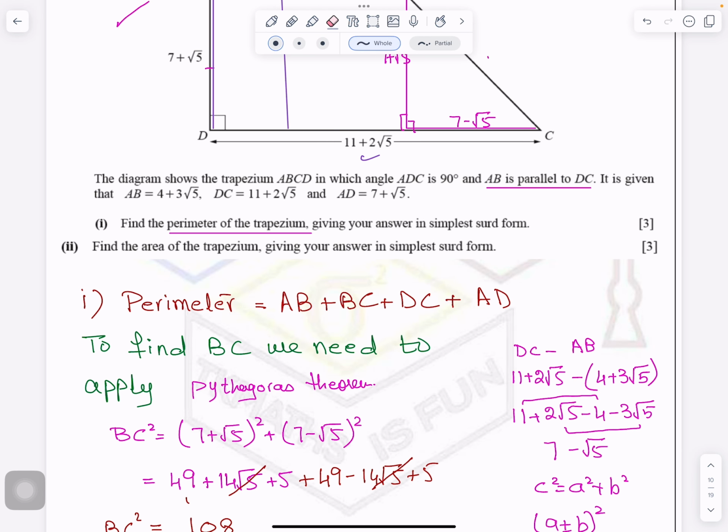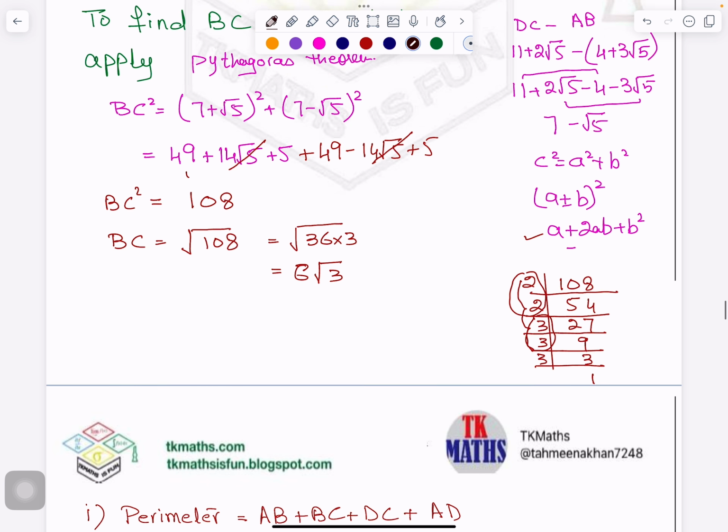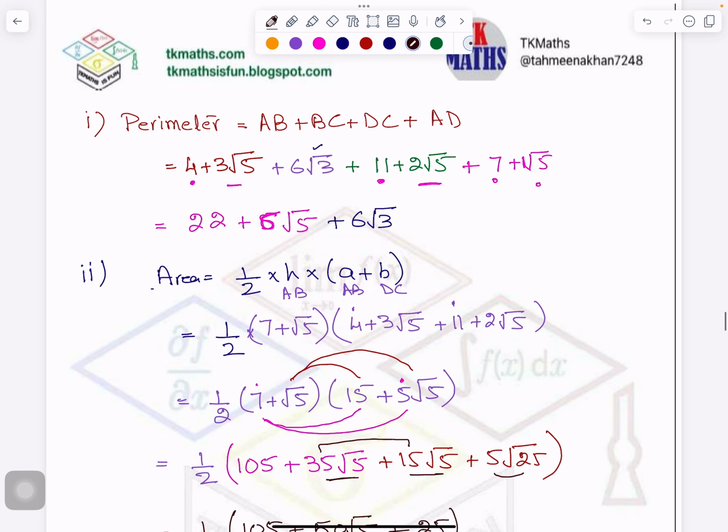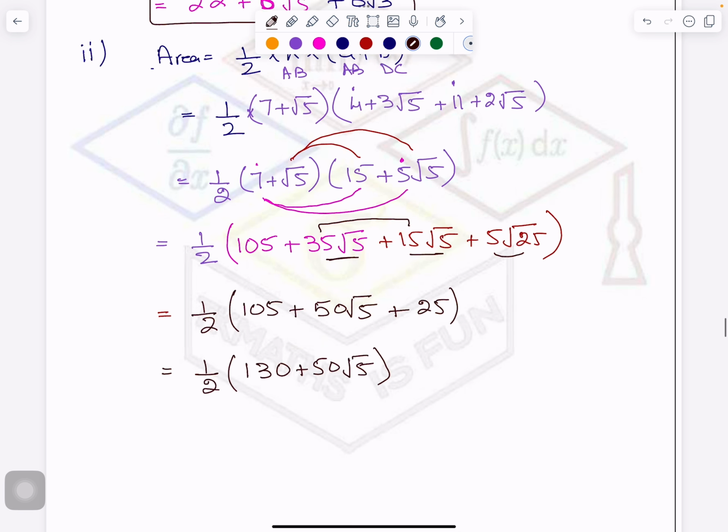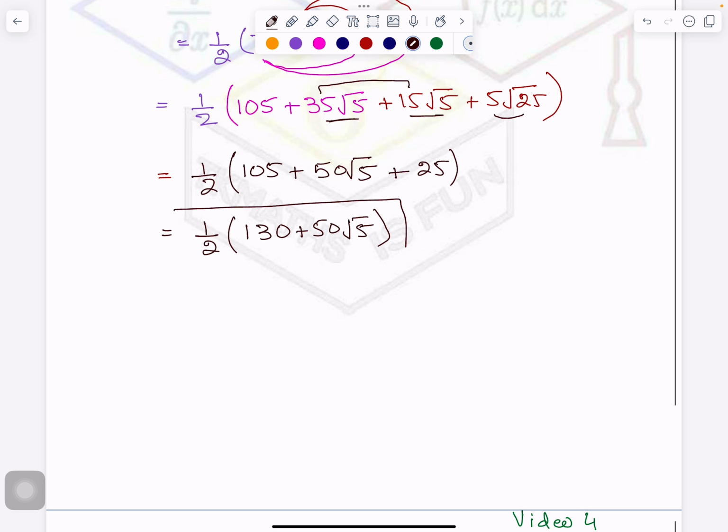And question is saying give your answer in the form of surds. So that's why I will not use calculator to simplify it. I will leave my answers like this. So this is my answer of perimeter. Always highlight your answer in the box or something to make it prominent. And this is your area.